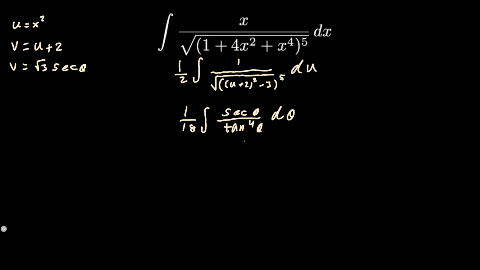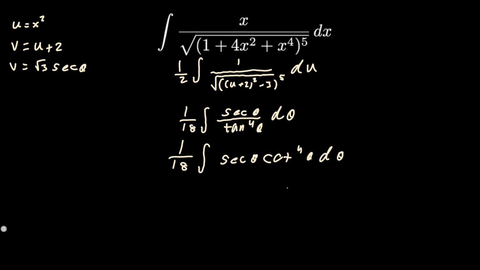So probably write this in terms of cotangent. So we have 1 over 18 times the integral of secant theta cotangent 4 theta d theta, which pretty much here we could use by parts, but I'm not really going to do that.